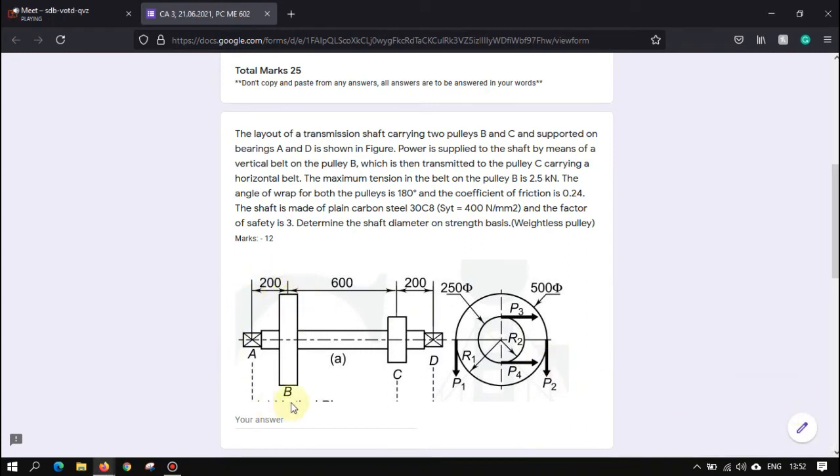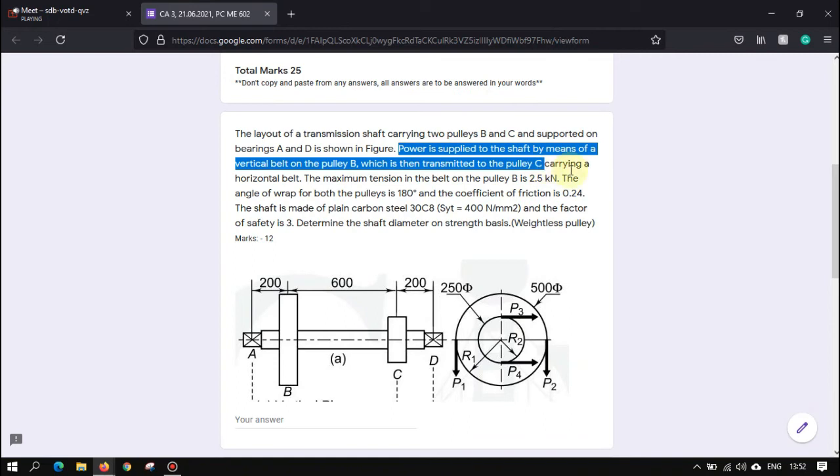Now as you can know that B is a pulley by which power is supplied. How you can know that? Just read the question. Power is supplied to the shaft by means of pulley B, which is then transmitted to C carrying a horizontal belt. Can you see the statement?